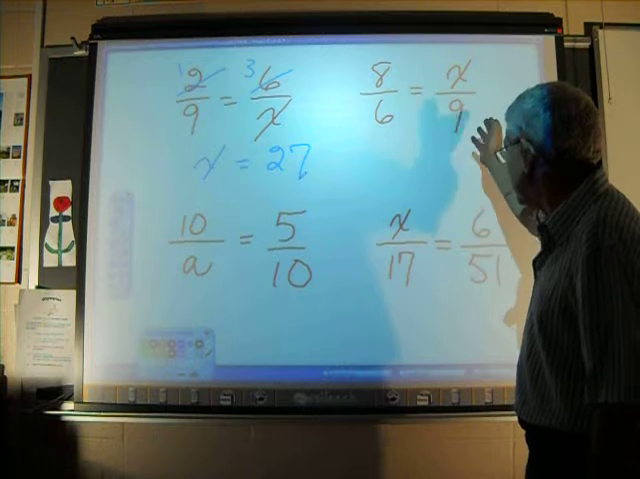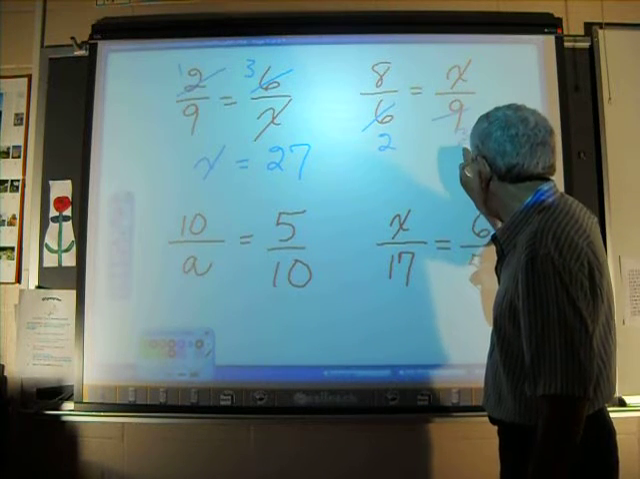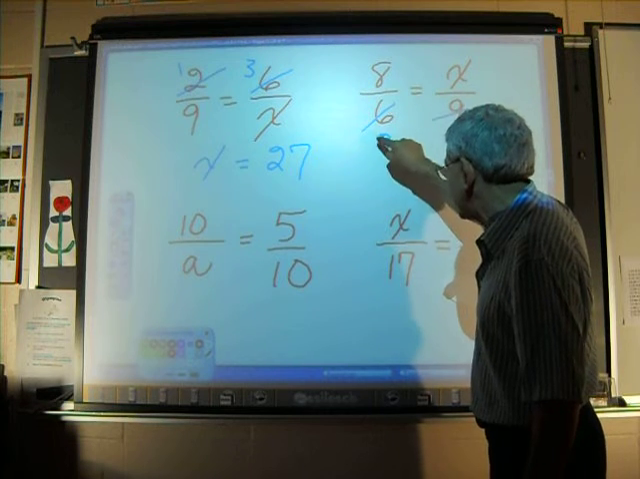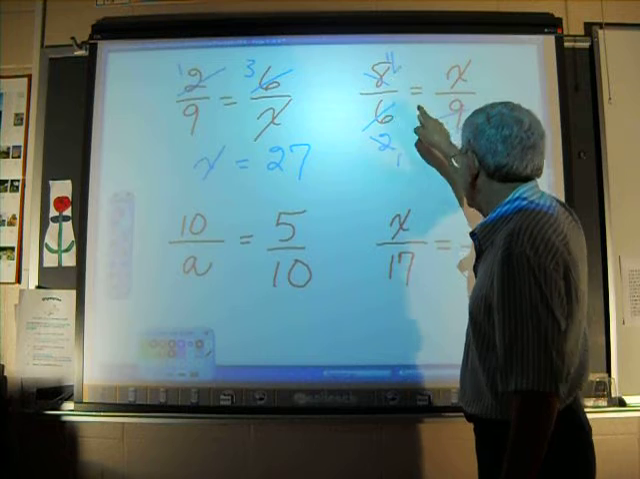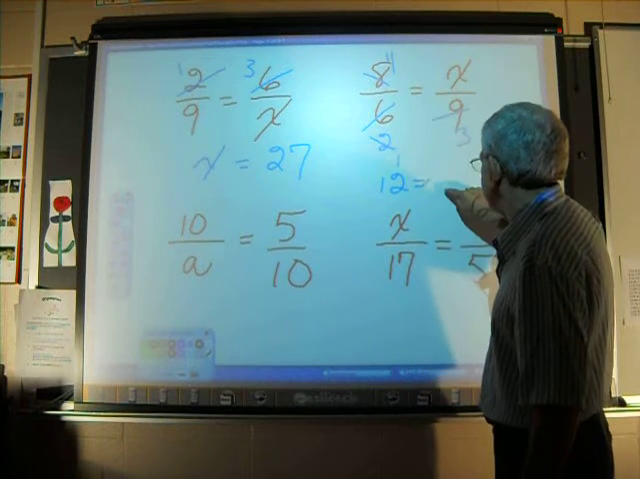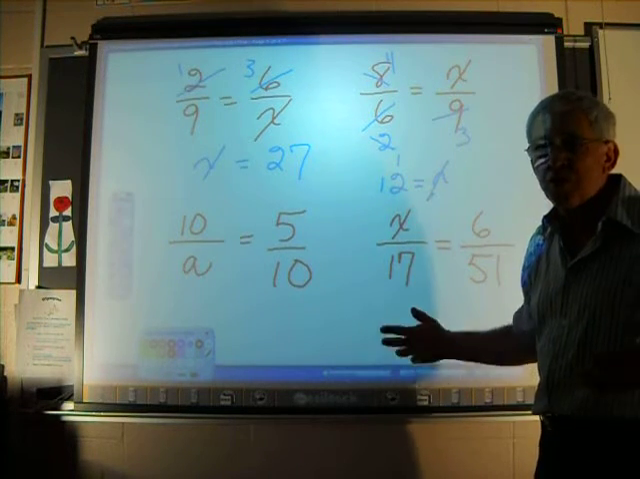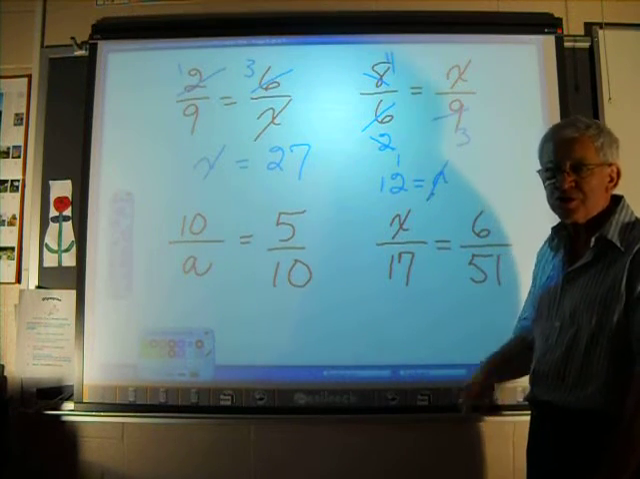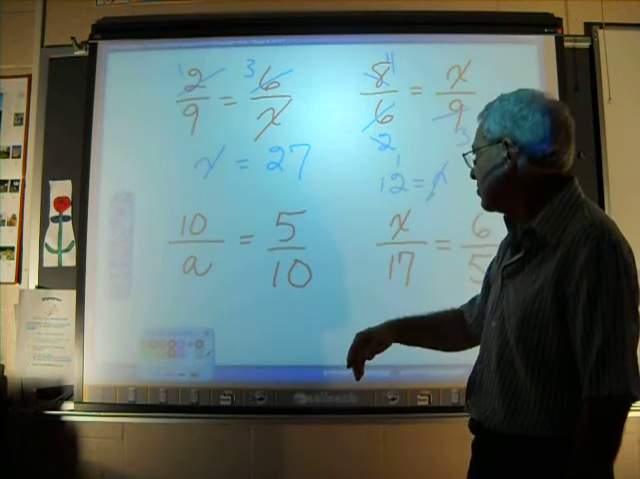Here I can reduce the bottom. 3 into 6 is 2, 3 into 9 is 3, and then I can put the 2 into the 8. 2 into 2 is 1, 2 into 8 is 4. I cross multiply, 4 times 3 is 12, 1 times x is x. I don't even have to solve an equation to do that. It's a one-step deal after I've reduced both vertically and horizontally if possible.